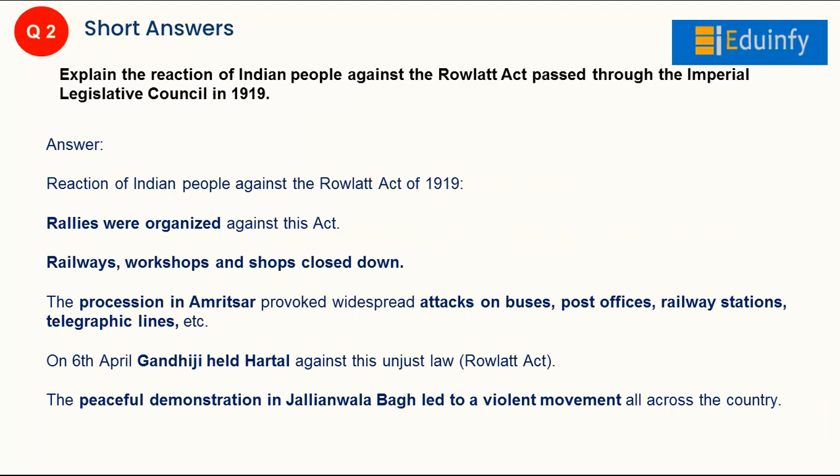Explain the reaction of Indian people against the Rowlatt Act passed through the Imperial Legislative Council in 1919. Reaction of Indian people against the Rowlatt Act of 1919. Rallies were organized. Railway workshops and shops closed down. There was a procession in Amritsar. It provoked widespread attack on banks, post offices, railway stations, telegraph lines. Gandhiji held Hartal on 6th April. The peaceful demonstration in Jallianwala Bagh led to a violent movement all across the country.